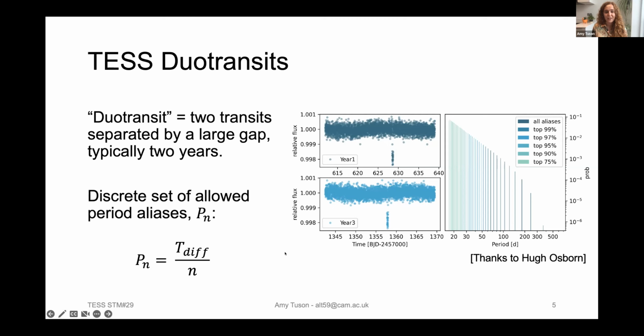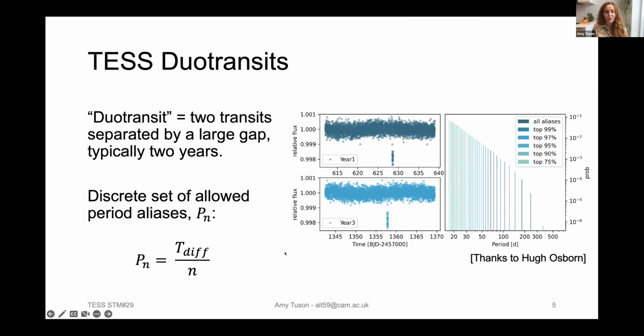These are the observational signatures of longer period planets, but their true period remains unknown. So from the 2 non-consecutive transits, there exists a discrete set of possible period aliases. So you can use these aliases to perform targeted follow-up of the geotransit to recover its true period and ultimately confirm it as a planet.